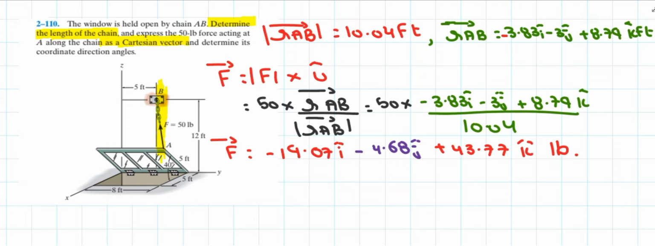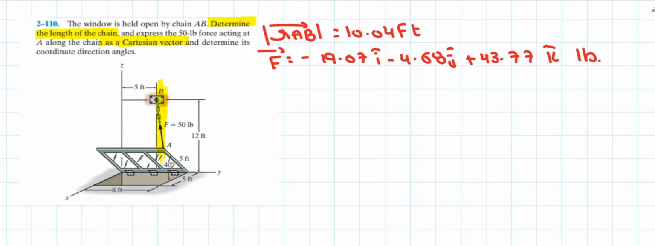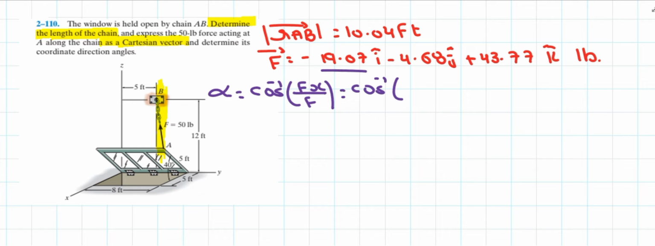Now the last thing is that you are going to find the coordinate direction angles. So let me erase some extra things from here. For finding the coordinate direction angles, we have the formula alpha equals cos inverse of Fx upon F. The value of Fx is negative 19.07, and the value of F according to the question is 50. So negative 19.07 divided by 50 is equal to negative 0.3814, and if you take the cos inverse of this value, it is 112.42 degrees.